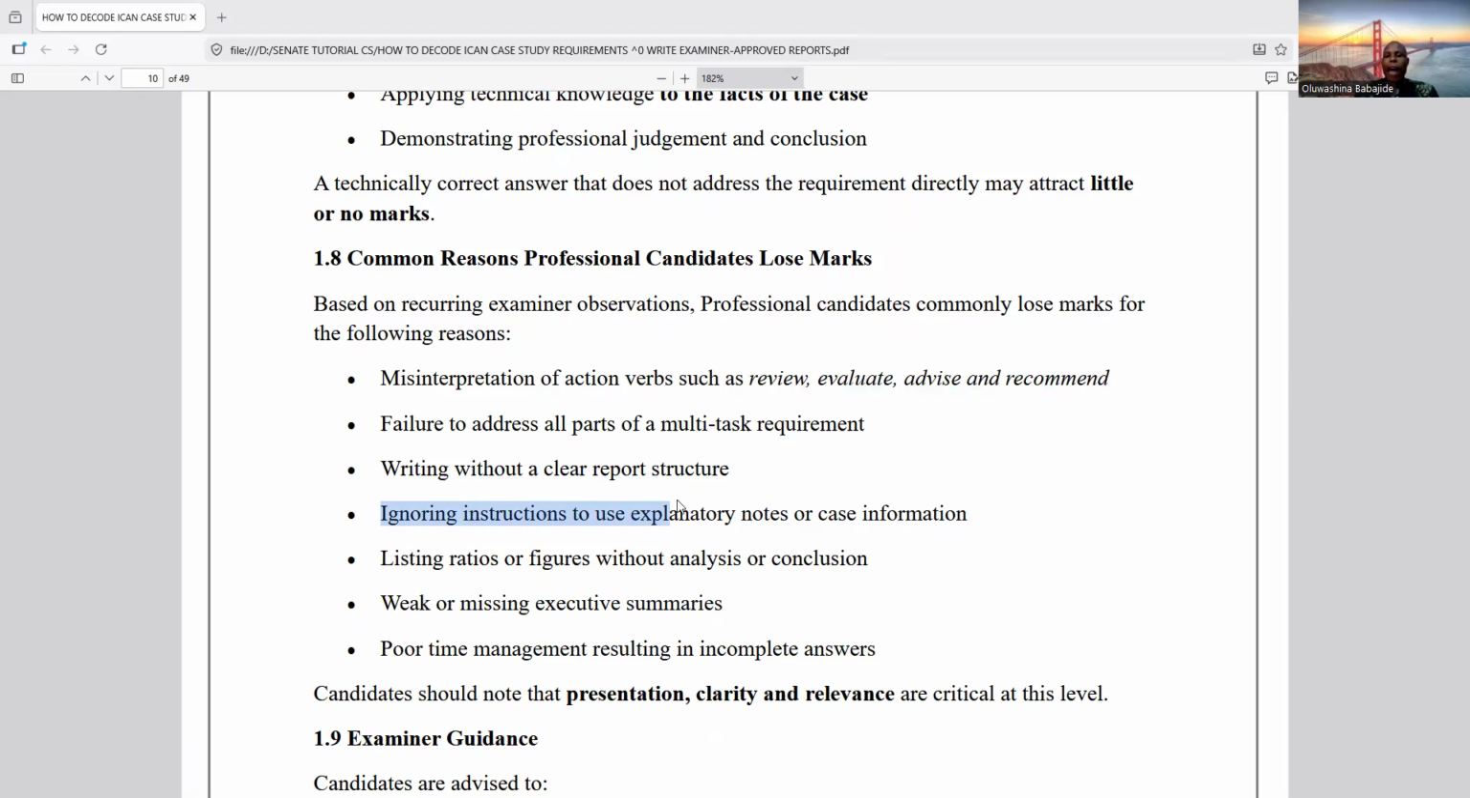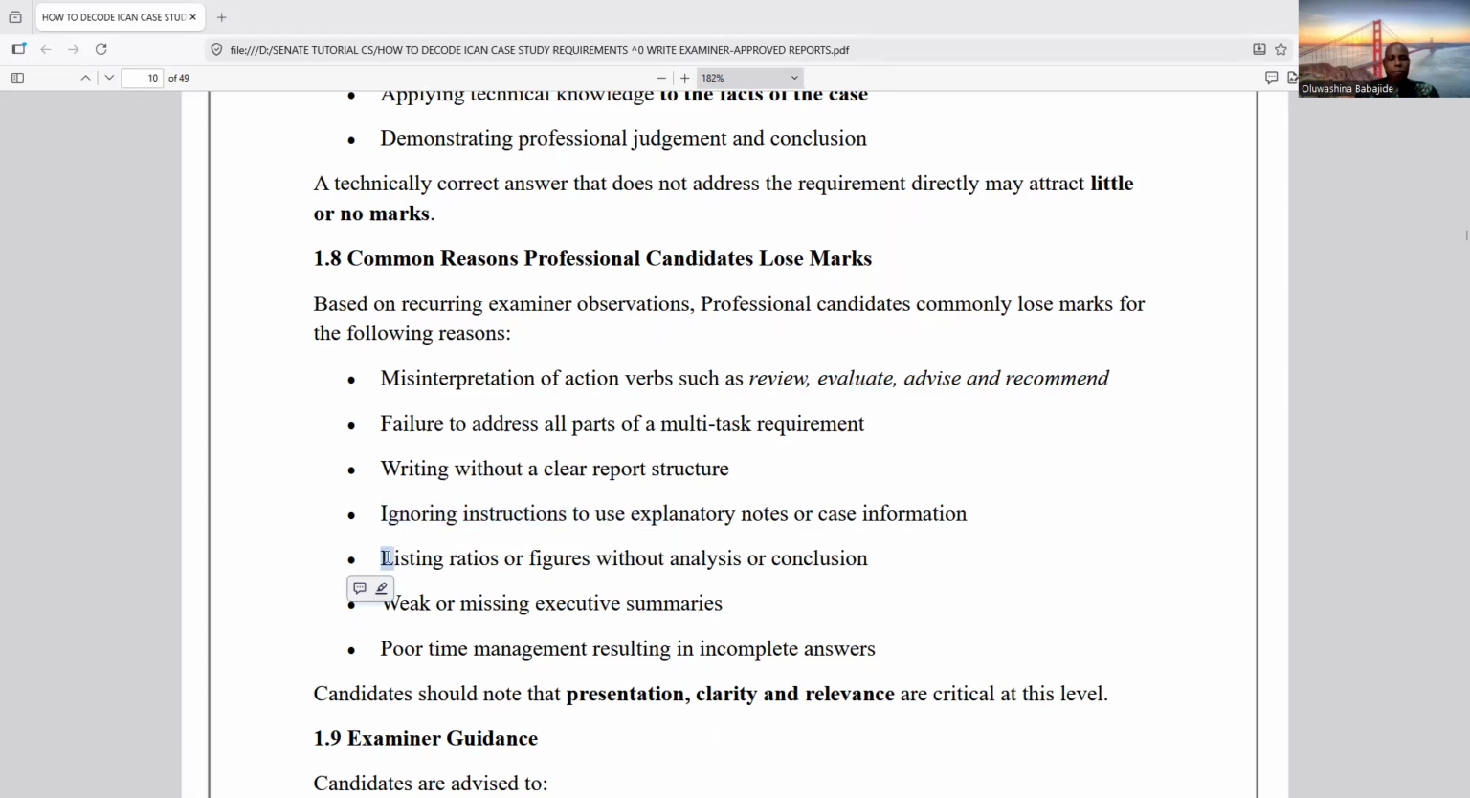I mentioned in our first class that there is what we call relevant information and irrelevant information. So when the examiner is directing you to a particular explanatory note, that is telling you that it is relevant information that you must make use of. It is important for you to use that information. That's why they are linking you to that particular exhibit.